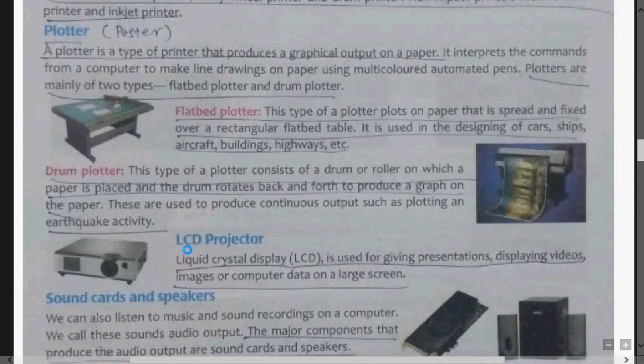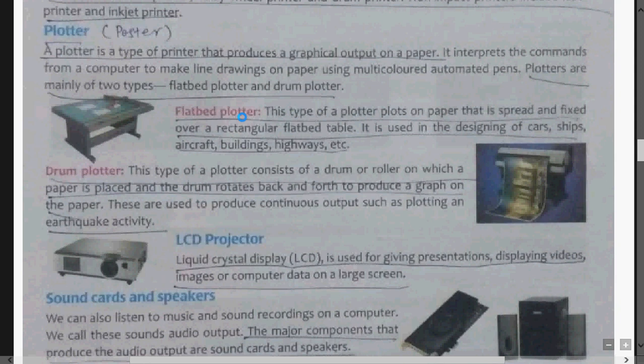Next, plotter is used to make the posters. Okay, a special type of poster like the flags. A plotter is a type of printer that produces the graphical output on the papers. Generally it is used to create the flags. Plotters are mainly of two types, flat bed plotter and the drum plotter.